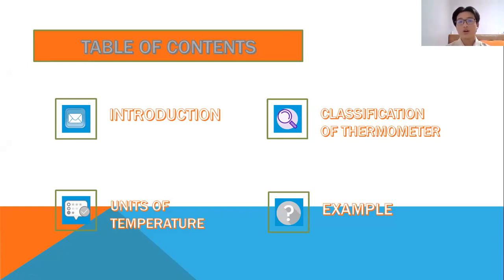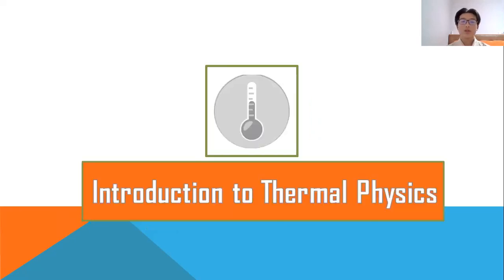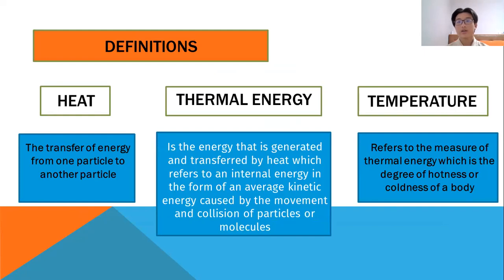There are different types of units of temperature. There are 5 of them, and we're going to discuss them one by one in detail later on. Then we're going to see some example or problem solving when we are converting one unit of temperature to another, for example, converting Celsius to Fahrenheit, from Fahrenheit to Reaumur, and so on. First, we need to introduce ourselves to thermal physics. There are some terms and definitions. The first one is heat.